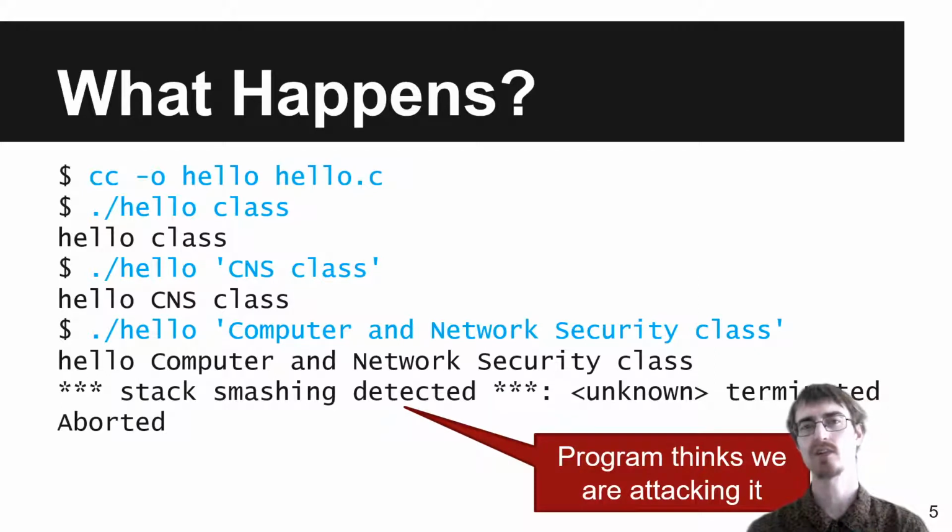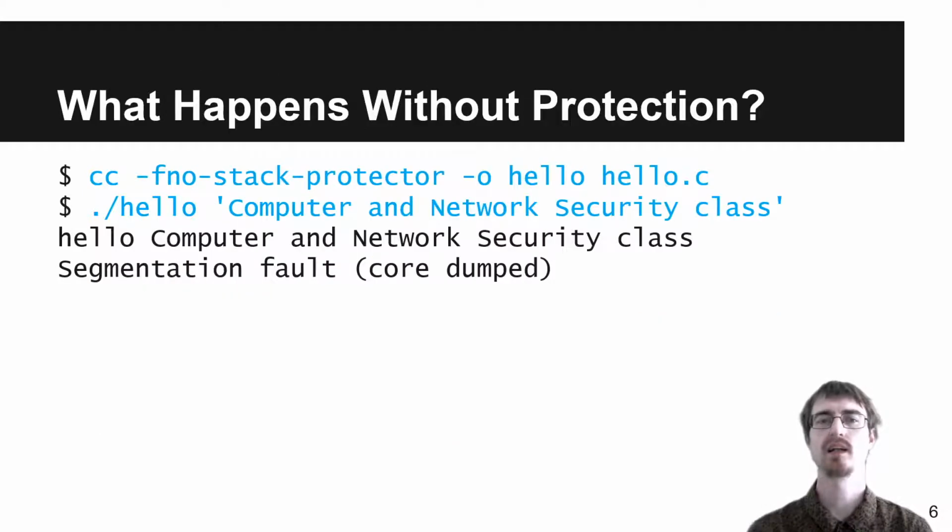So it turns out that modern compilers actually have some default defenses that protect against these kind of attacks. Well, as such, the program thinks we're attacking it and terminates, to prevent us from abusing the program to gain control. Now let's see what happens without protection. So we use the -fno-stack-protector flag to indicate that this particular defense should be disabled.